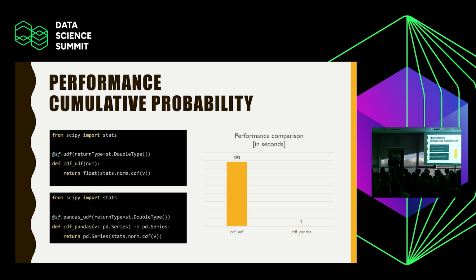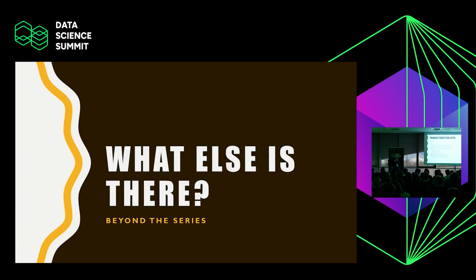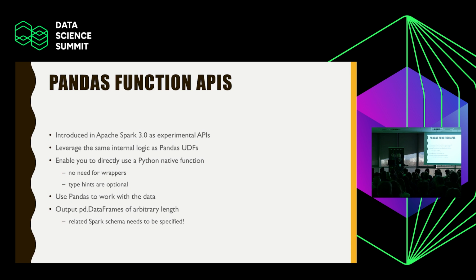Okay, so we've wrapped up the part about series, and every time I hear that something can be done on series, I think, can it be done on the entire data frame, right? So what else is there? Another thing that was introduced this time, June 2020, is Pandas function APIs. The internal workings are basically the same as with Pandas UDFs, but you no longer need a wrapper, you don't need to specify a return type.